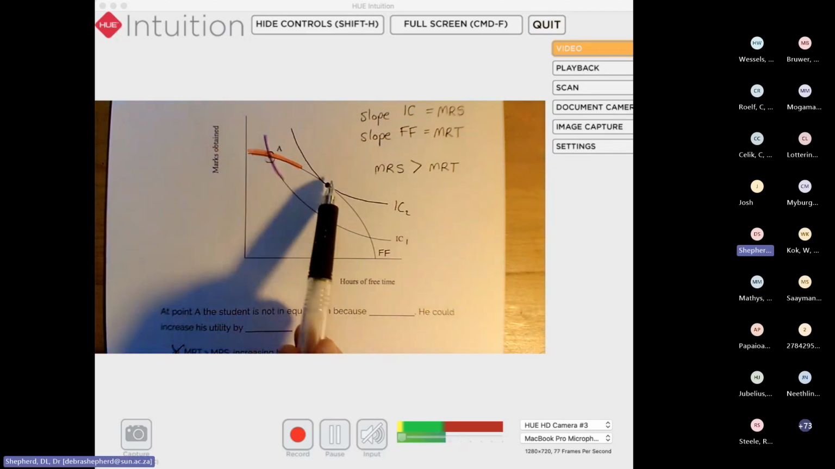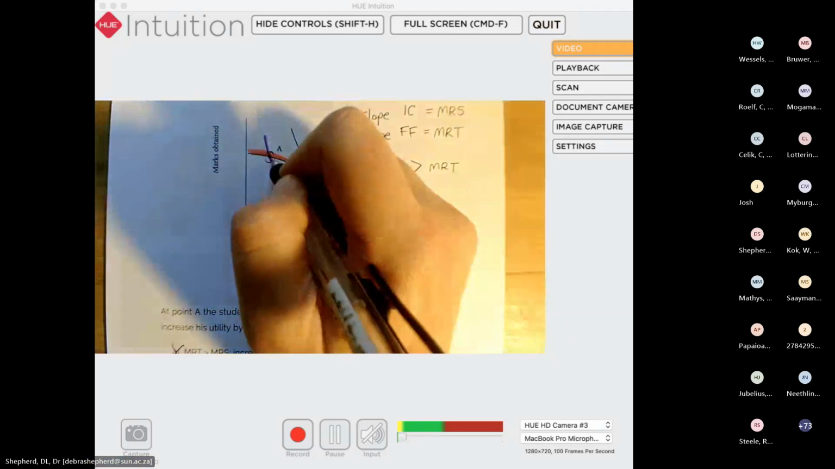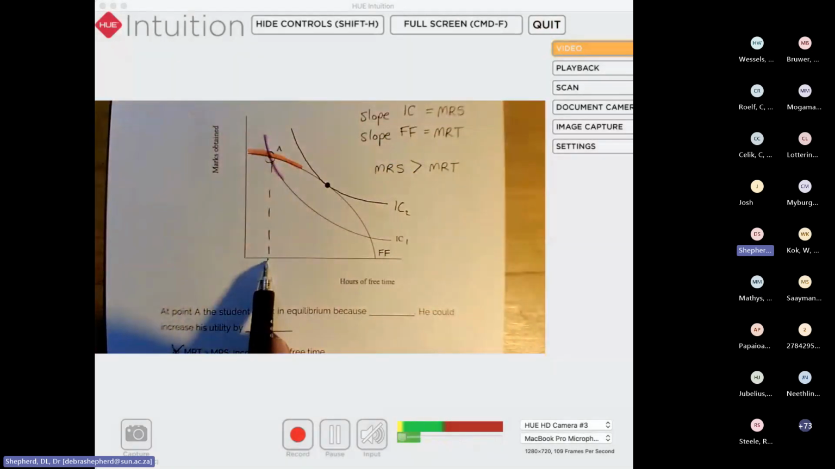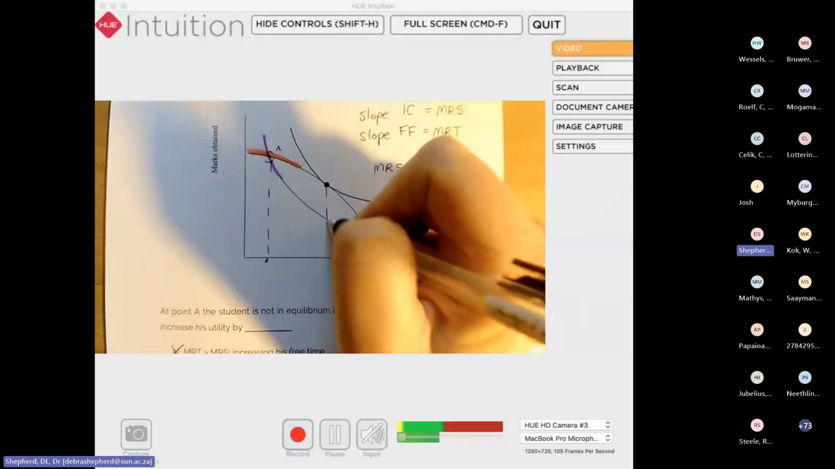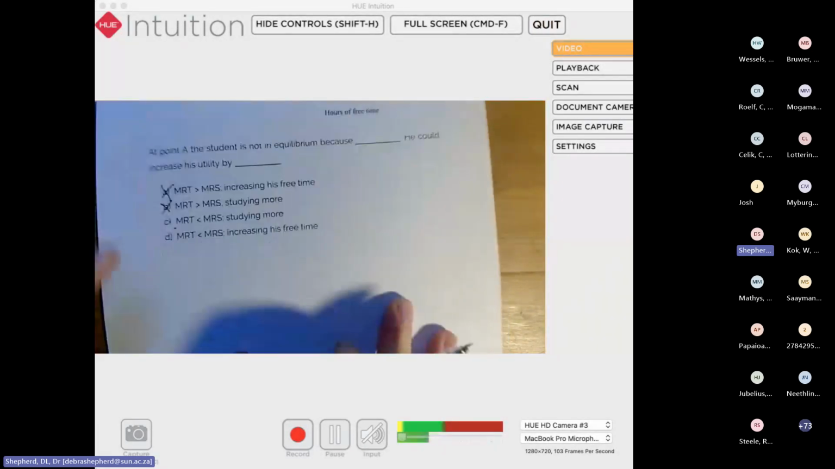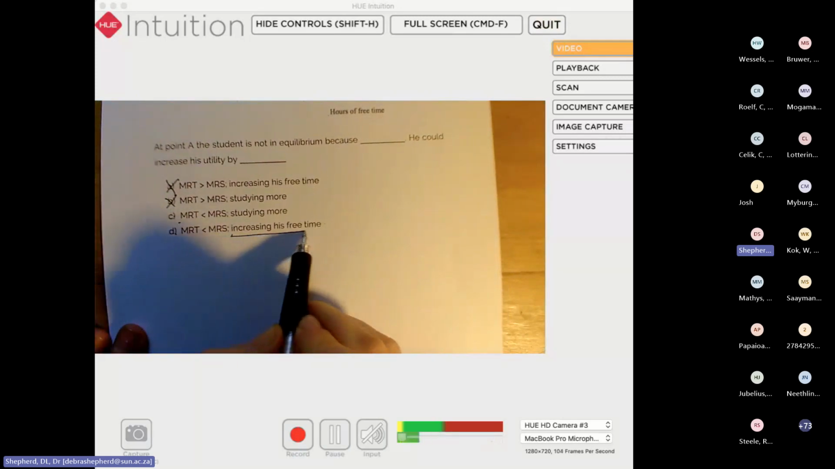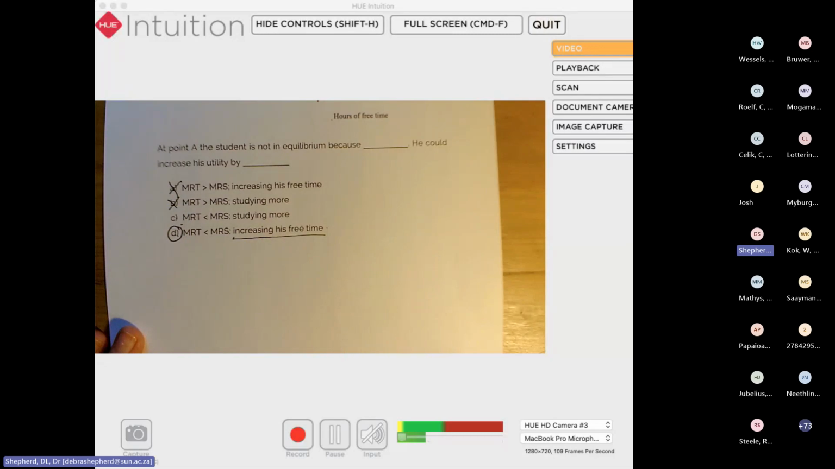So if we compare A to here, what do you notice? This is the amount they study. This is the amount of free time here. This is the amount of free time here. Yes. So they would get more utility by increasing their free time. So the answer is D.